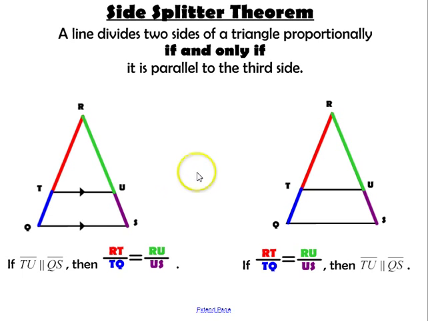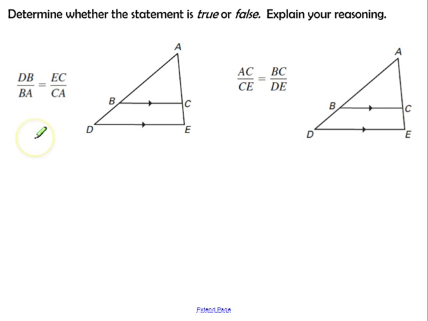So make sure you know the difference between the conditional, which gives you the lines parallel, then you can say the sides are proportional, versus the converse, which gives you side lengths, and if they're proportional, you can say that the lines are parallel. Here we need to determine whether the statement is true or false and explain the reasoning.